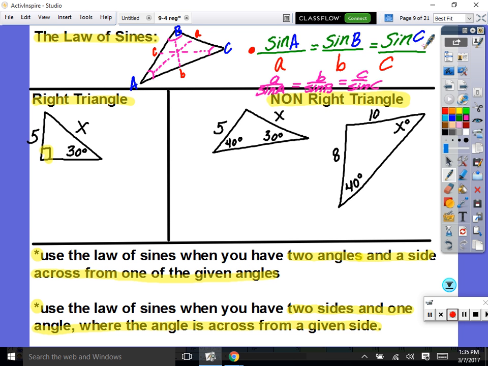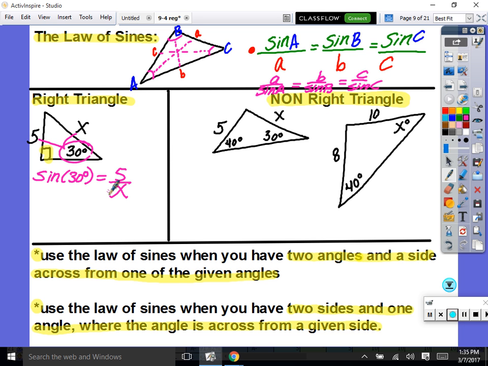So if I said to you, find the missing side, and it was a right triangle, you just use right triangle trig. Just a reminder. So you would just use right triangle trig here. You would set up a trig ratio. Opposite and hypotenuse is sine. So you'd say sine of 30 degrees equals 5 over x, right? And then you'd solve for x.